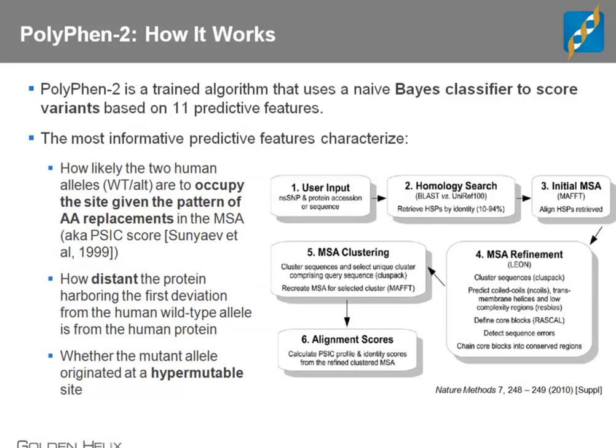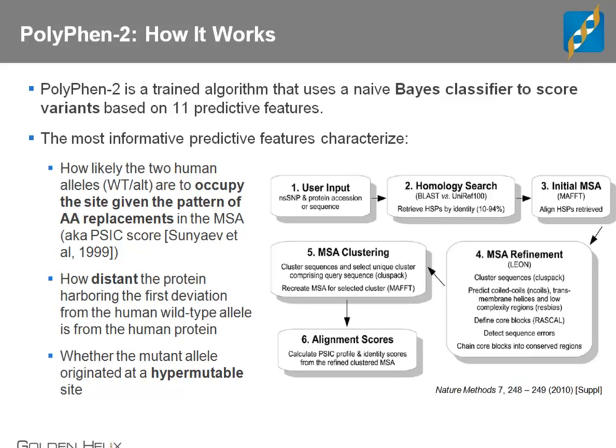So PolyPhen-2 is a trained algorithm that uses naive Bayes classifiers to score variants based on 11 predictive features. And the features that they state are most important are this idea of how likely the two alleles, the wild type and the alternate, are to occupy the site given the pattern of replacements seen in the MSA. And this is based on the PSIC score, which has been around for several years and is based on a BLOSUM substitution matrix if you really want to know the details.